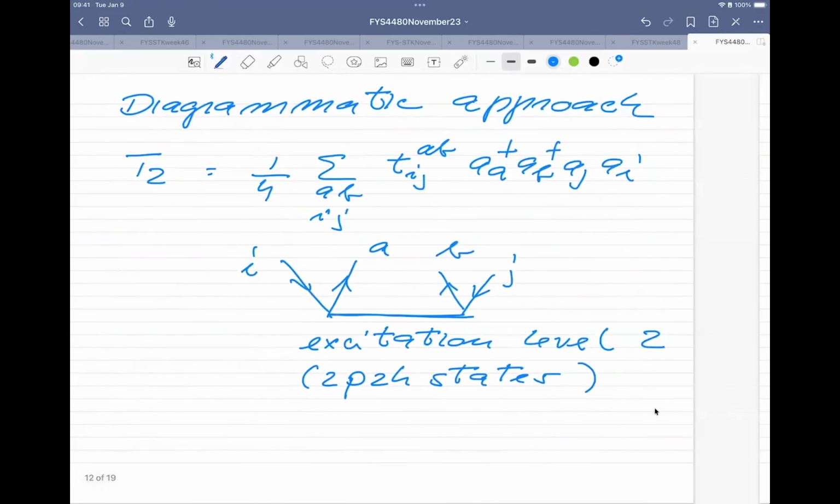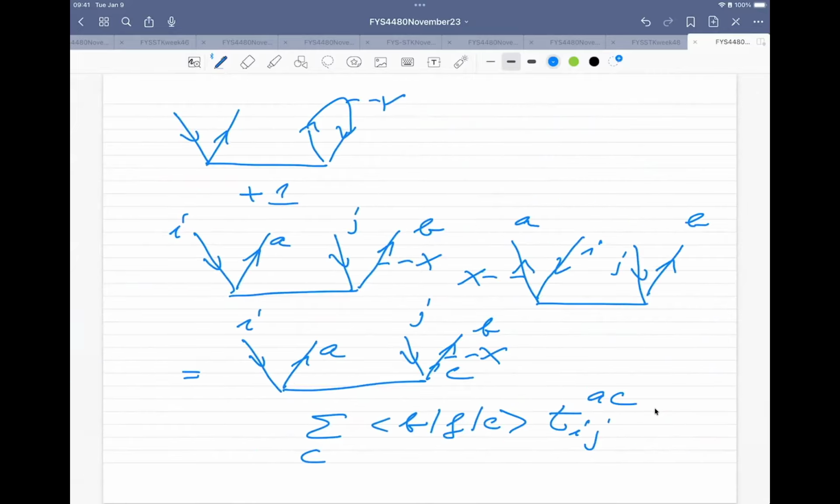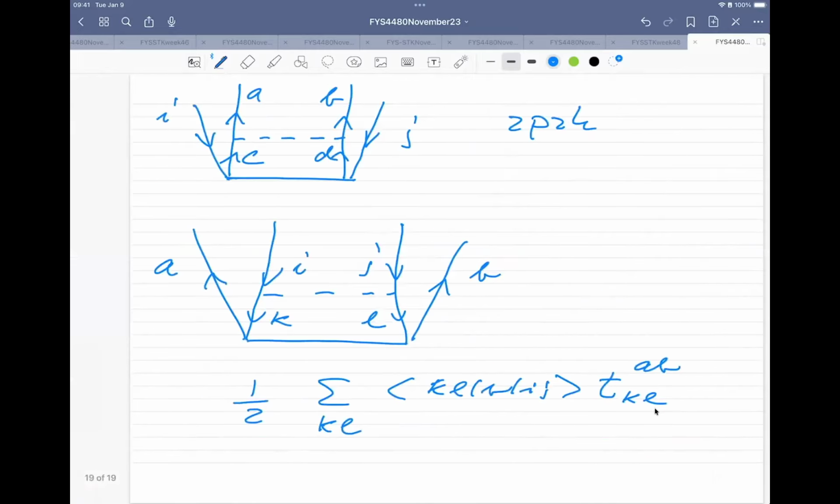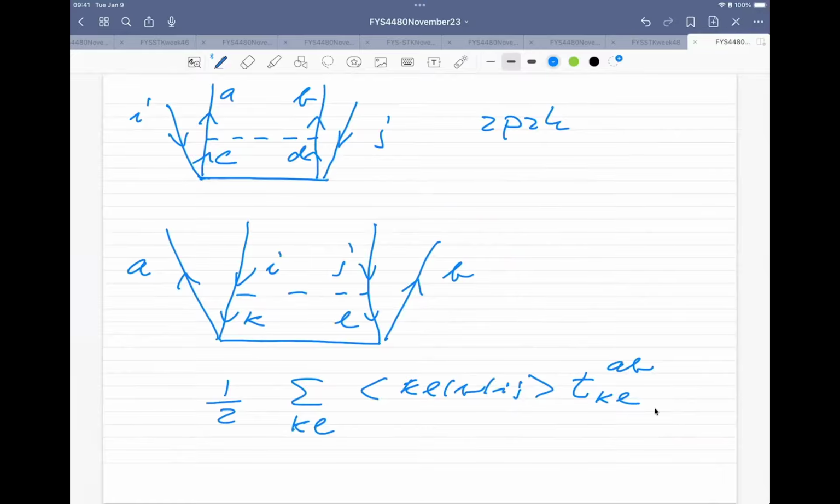Oh, by the way, I think I made a small error here when I wrote it out. Let me just correct that. Okay, I'll just call it I and J here. Yeah, right. So that's the term which we get here. And similarly, this one up here would be a half. And then I have my sum over C and D, and my outgoing states A, B and C, D. This is multiplied with the amplitude I, J, and then I have C, D here.